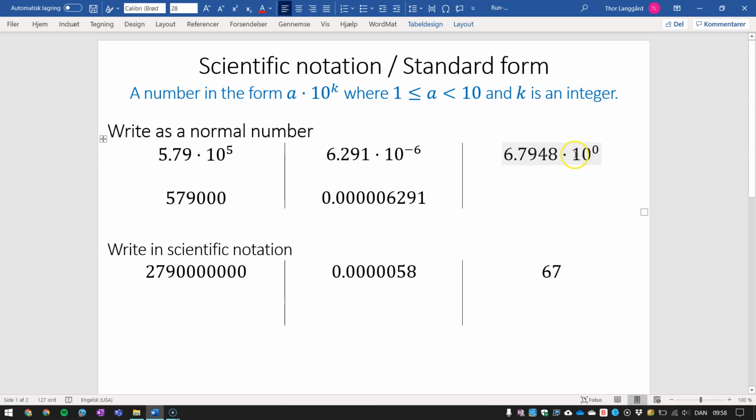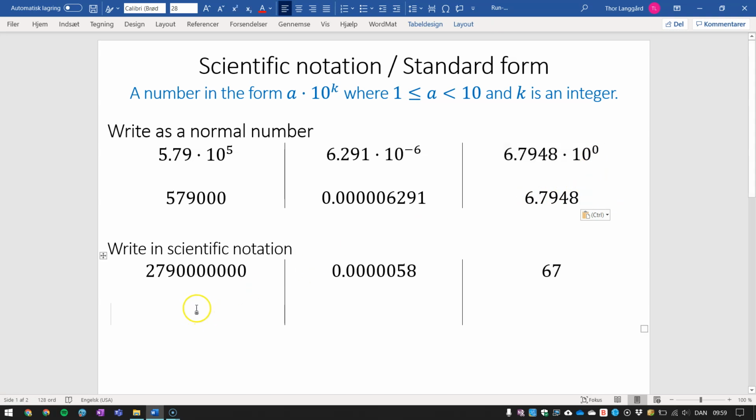If I have 10 to the power of 0, then like before, where I jumped 5 to the right and 6 to the left, this time I jump 0 spaces. So it's just going to be the number itself, because the decimal point moves 0 spaces either left or right.